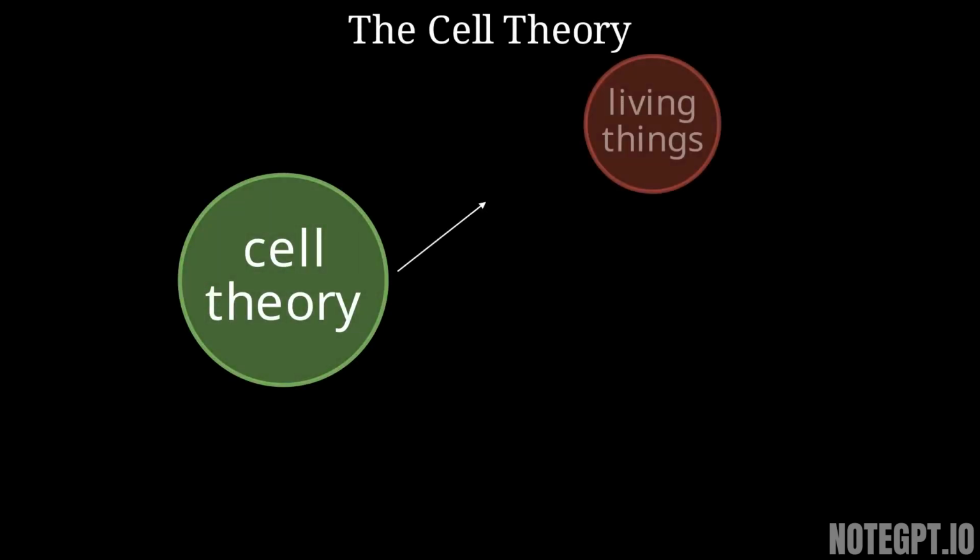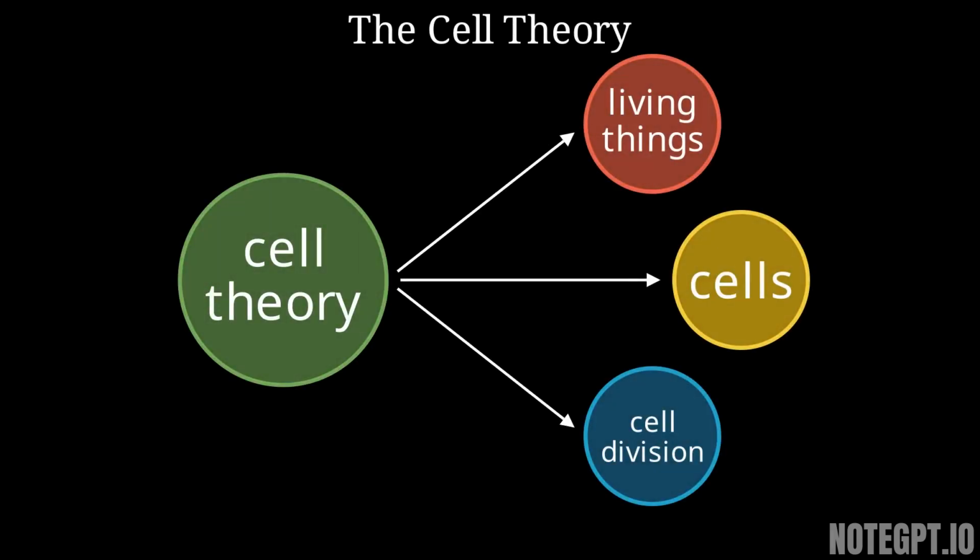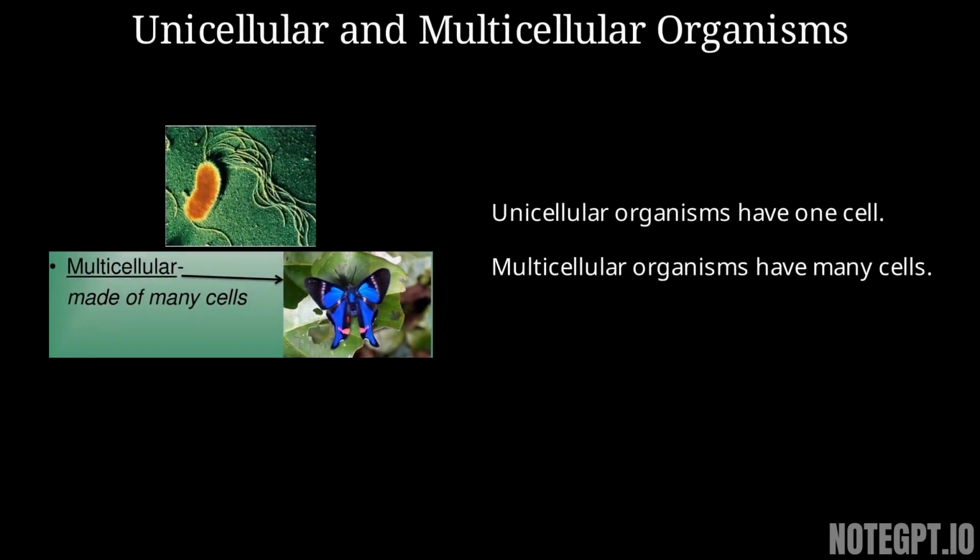The cell theory states: 1. All living things are made up of one or more cells. 2. Cells are the smallest working units of life. 3. All cells come from pre-existing cells through cell division. Organisms can be unicellular, made of a single cell, or multicellular, composed of many cells working together.